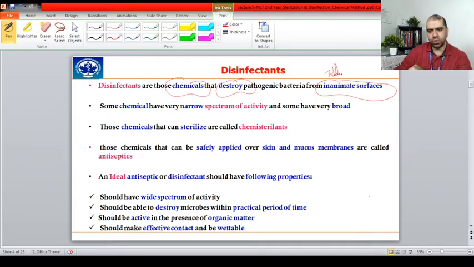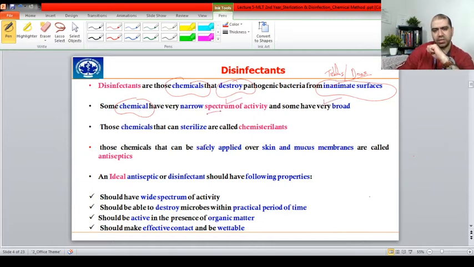They can be used on doorknobs, which we usually touch often. So we can also use these chemicals. Now they can have different ranges of activity. They can have a narrow spectrum activity, or they can have a broad spectrum activity.